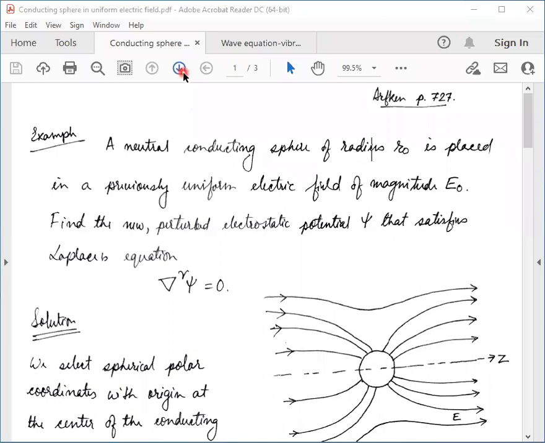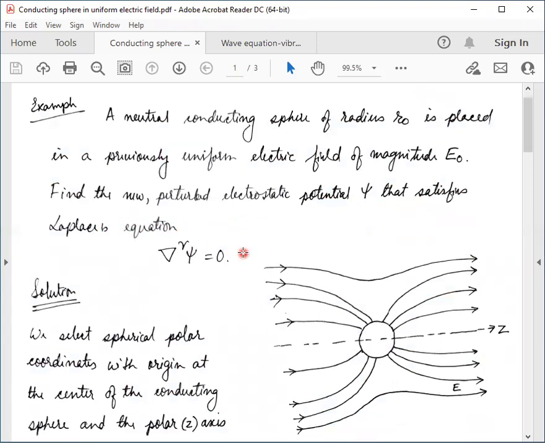Okay, so the problem that we are going to discuss today is this. A neutral conducting sphere of radius r0 is placed in a previously uniform electric field of magnitude E0. Find a new perturbed electrostatic potential psi that satisfies Laplace's equation.